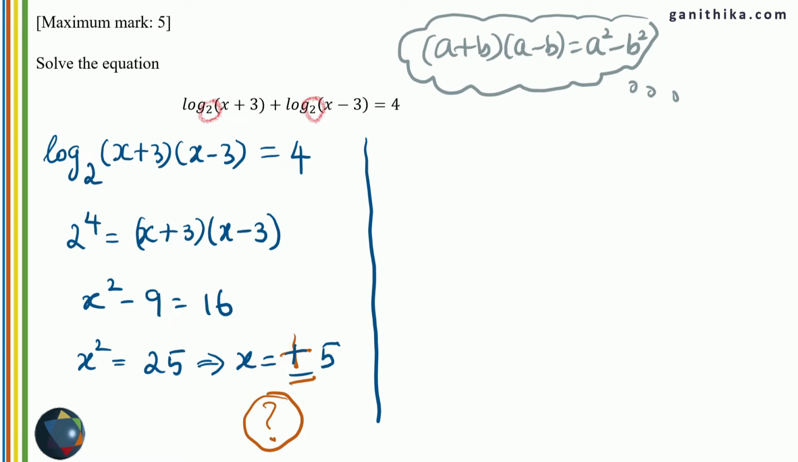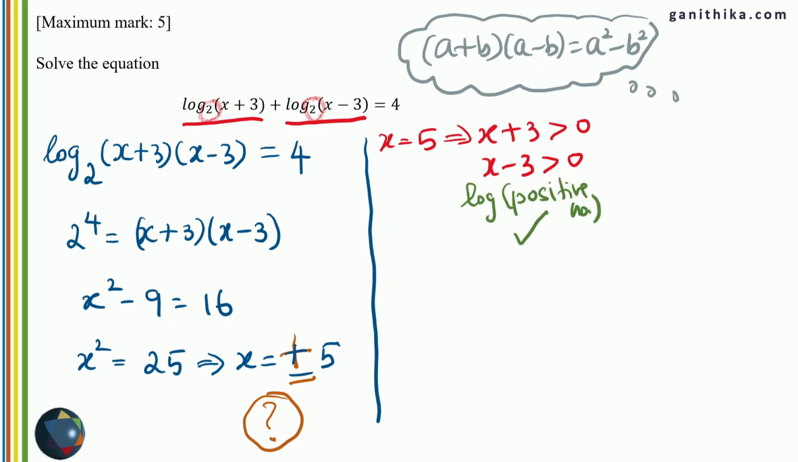So let's consider plus 5 first. Now we have logarithm of x plus 3 and logarithm of x minus 3. So what is x plus 3 when x is equal to 5? It is positive. X minus 3 when x is equal to 5, it is positive as well. So both the logs are going to be positive. Therefore, it's okay to use x is equal to 5.